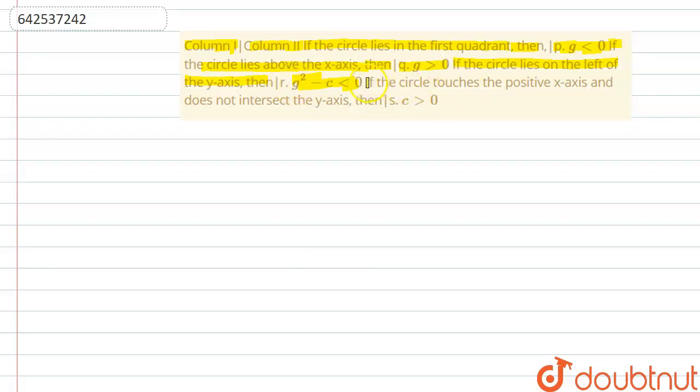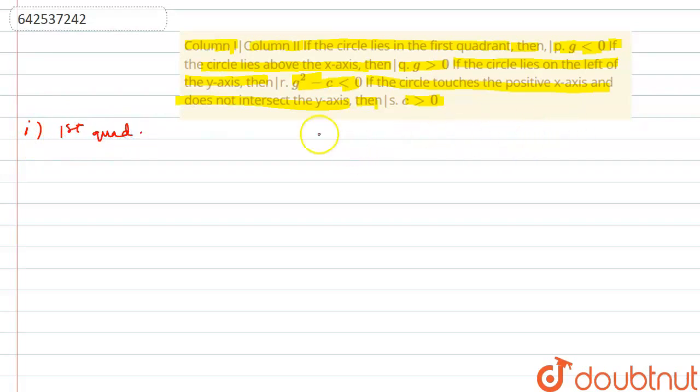And the fourth statement is that if the circle touches the positive x-axis and does not intersect the y-axis, then option S in column 2 says C is greater than 0. So we have to tell, for each of the statements in column 1, which of the options from column 2 is matching. So if you look at statement 1, it says the circle lies in the first quadrant.